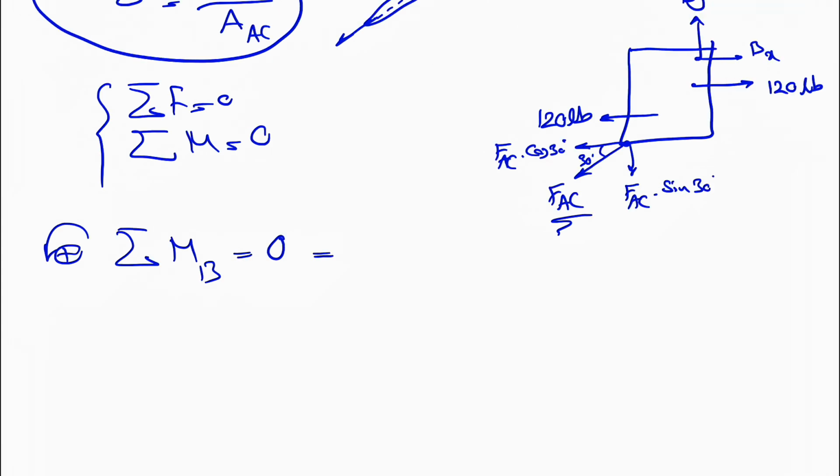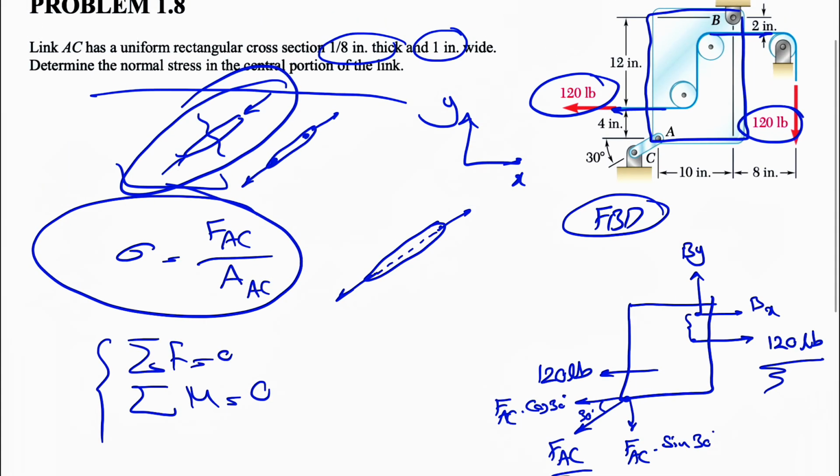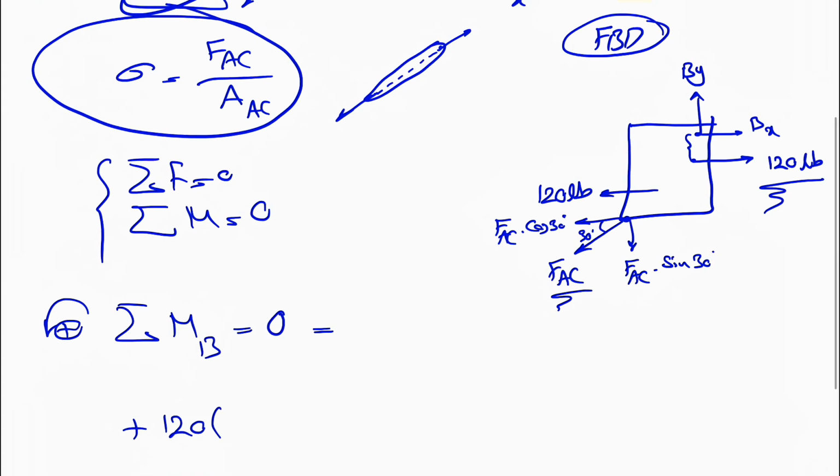And what we have in here is the moment of these 120 pounds force, which as we can see will be a counterclockwise moment. So we have positive 120 times the distance from here to here. And if we get back to the question, we know that that's 2 inches. So basically we have 120 times 2.